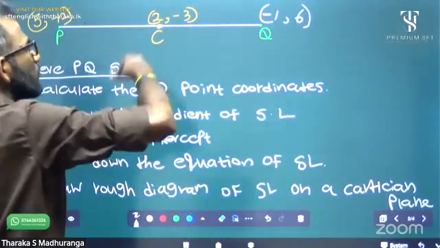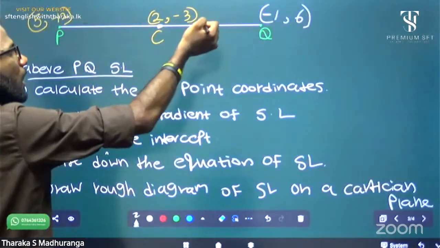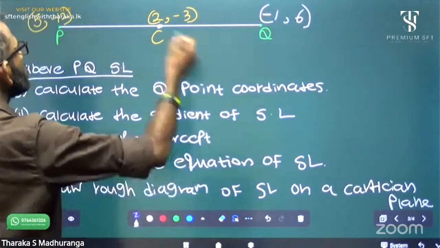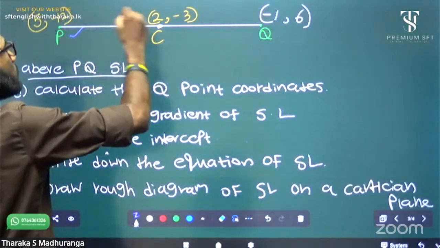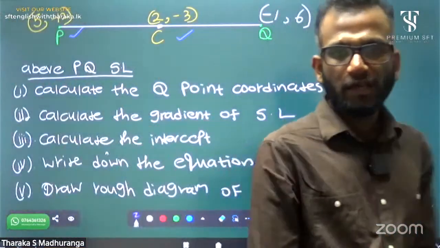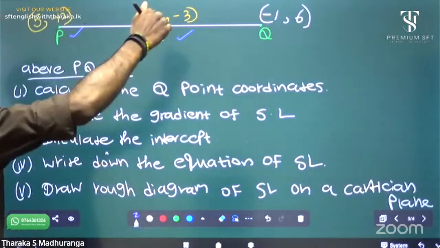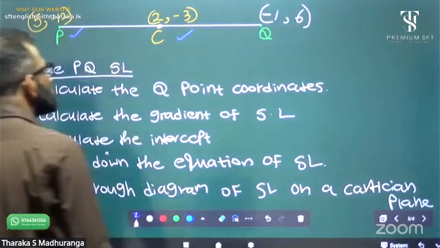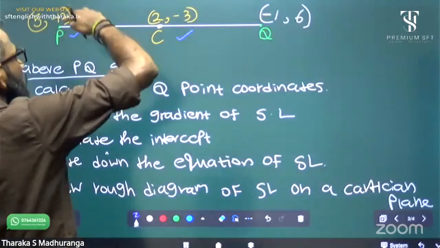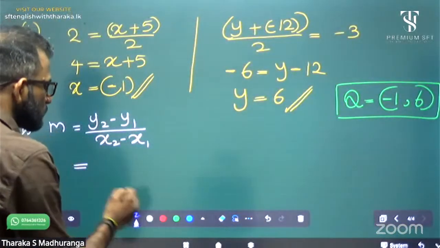Now you can select any two points. I think you got P and Q points. I'm going to select P and C points to calculate the gradient. Any 2 points you can select, same answer. Let's check. What is the method? The y coordinate difference divided by the x coordinate difference. Minus 3.